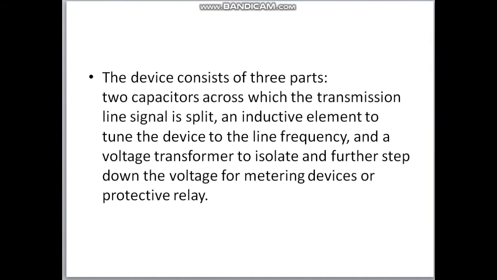The device consists of 3 parts: 2 capacitors across which the transmission line signal is split, an inductive element to tune the device to the line frequency, and a voltage transformer to isolate and further step down the voltage for the metering device or protective relay.